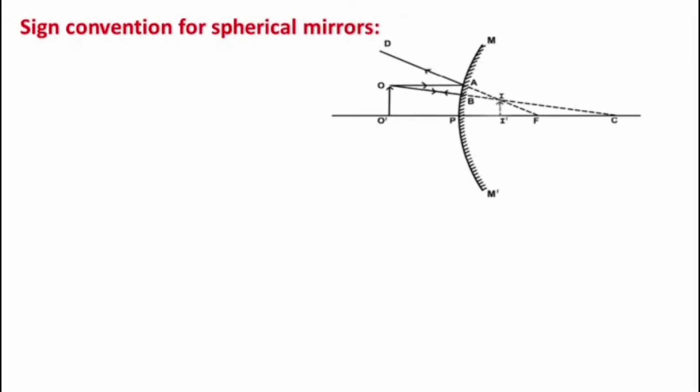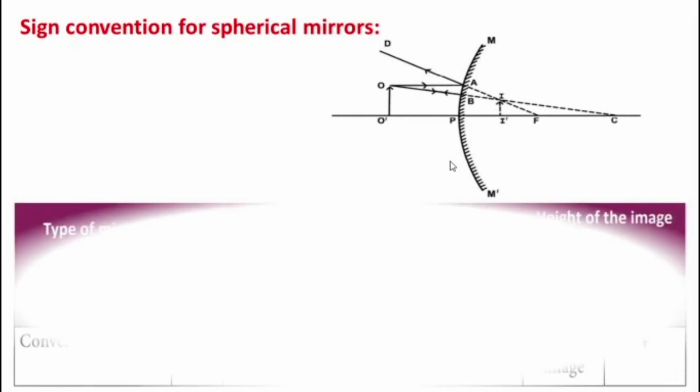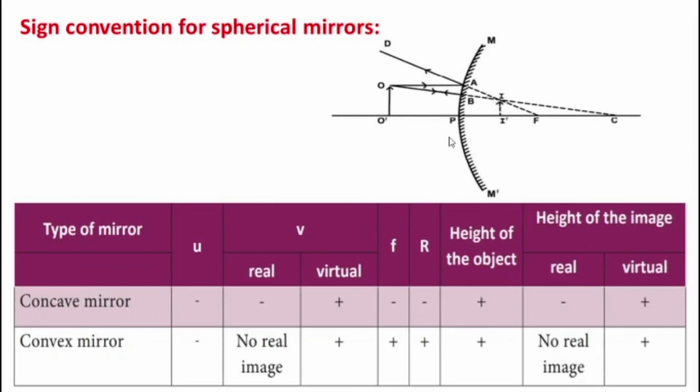Then we move to the convex mirror. You can see the diagram for the image formation of the convex mirror. For the convex mirror, the object is always placed on the left side, so we measure any distance against the incident light. The object distance, against the incident light, means minus. It does not give a real image. In a convex mirror we get virtual images only. So a virtual image means it contains the positive sign.